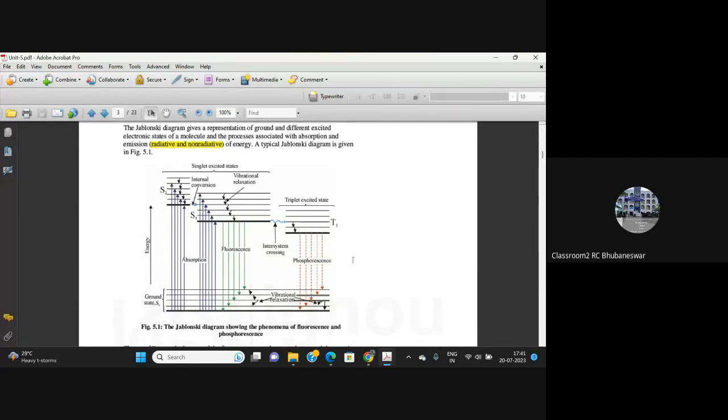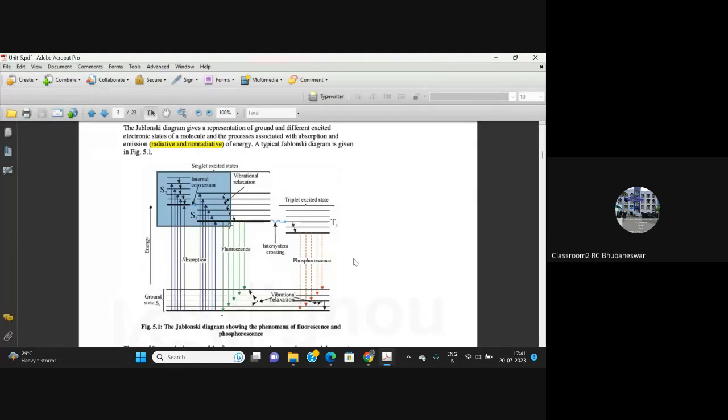So, radiative and non-radiative processes. Here, if you understand this part, that's it. Your fluorescence, phosphorescence will be very easy for you. See, the thing is, we are saying that the molecule is absorbing certain radiation and going to the upper state. Upper state means which upper state? S1 or S2 or S3. So there will be many upper states.